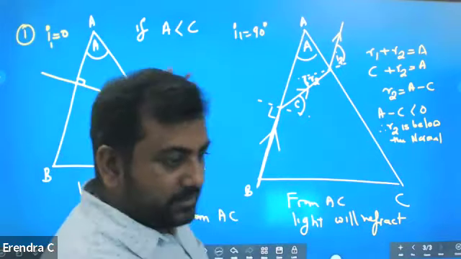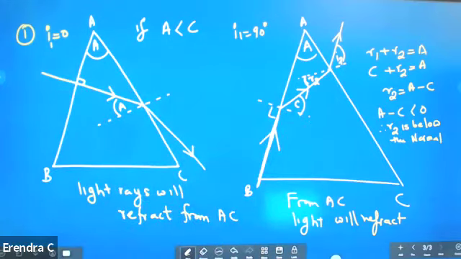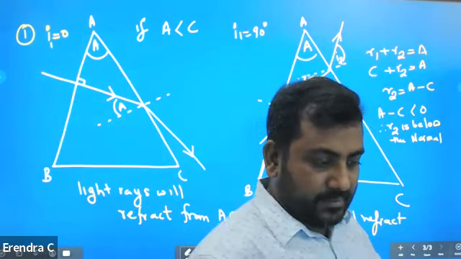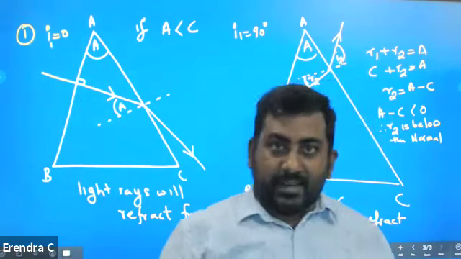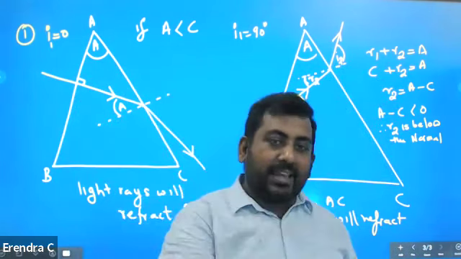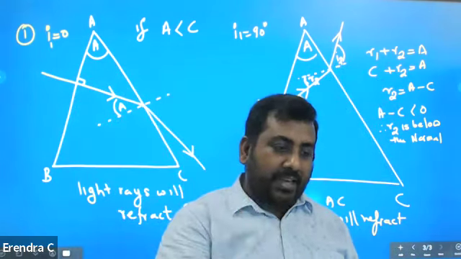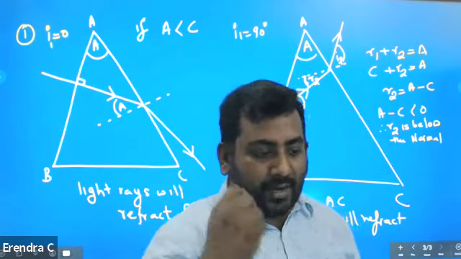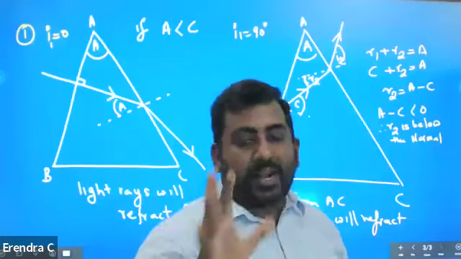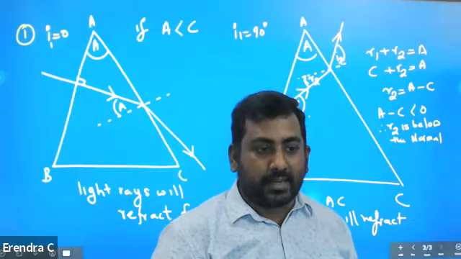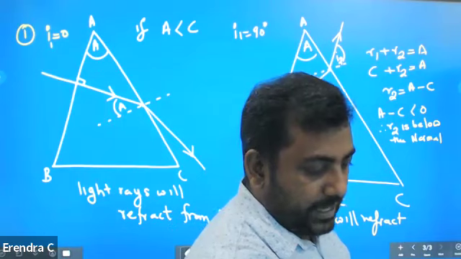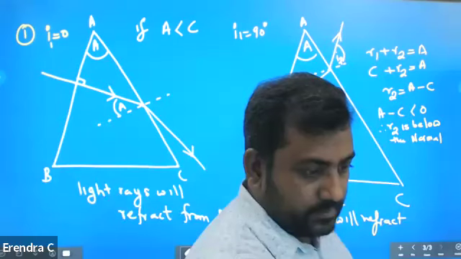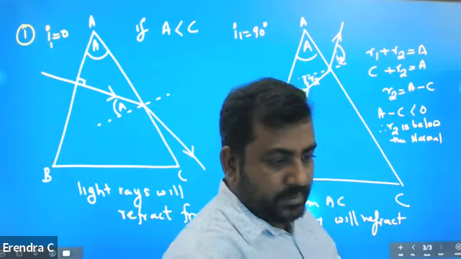Okay. I hope you understood the logic. Is it clear? Put it in the chat. So if A is less than C, when I equals 0 there is refraction, when I equals 90 there is refraction. For any angle between I equals 0 and 90, refraction takes place. Clear? Is it clear?